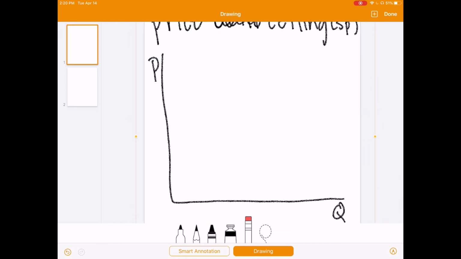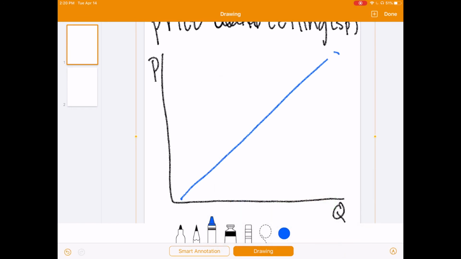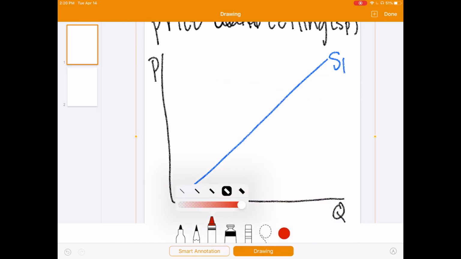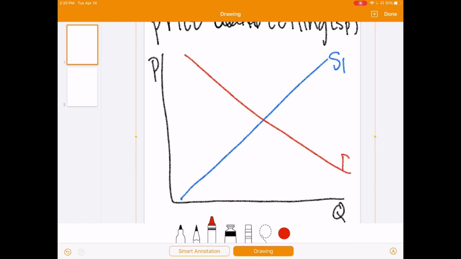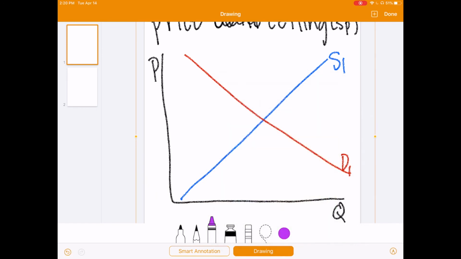So starting with my blue crayon or blue color, I'm going to label S1, and then bringing in my red color, I'm going to label D1, and then using my purple color, I'm going to label E1. So I'm going to find equilibrium 1, I'm going to find quantity equilibrium 1, and then I'm going to find price equilibrium 1. All right, but now I'm going to draw a price ceiling.